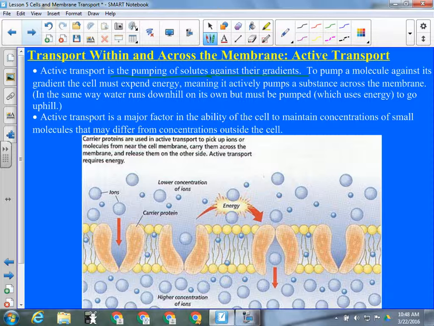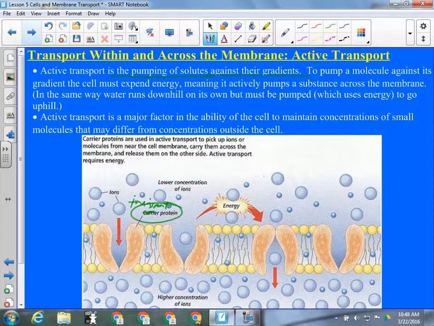Just like water doesn't flow uphill naturally, you need to pump it uphill or carry it uphill. You have to expend energy to make it go that way. So active transport is actively moving stuff from outside the cell, which you can see in the diagram here, into the cell. In order to do that, it's got to use carrier, or we usually say transport, proteins that are on the membrane.